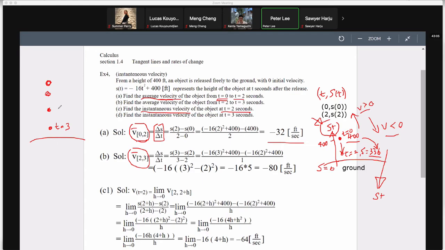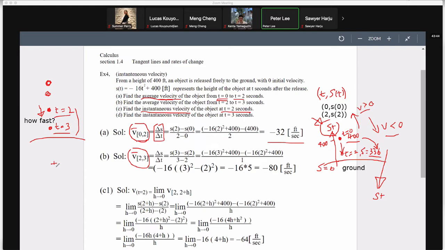T equals 2 seconds is actually here. The question is, at that point, t equals 2, how fast is it going at that instant? How fast is this object moving at t equals 2 seconds? That's the question of instantaneous velocity. Now, if we pick t equals 2 and t equals 3, this will be average velocity. We're not going to get instantaneous velocity.